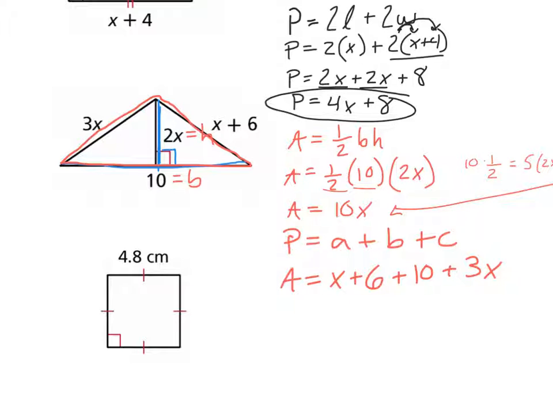So now we combine the like terms. So we have x and 3x. What's x plus 3x? 4x. And 6 plus 10? And that would be our area. Oh, that was our perimeter.